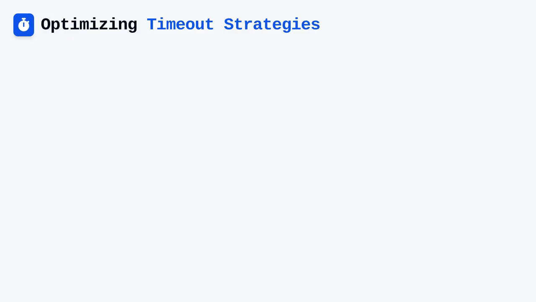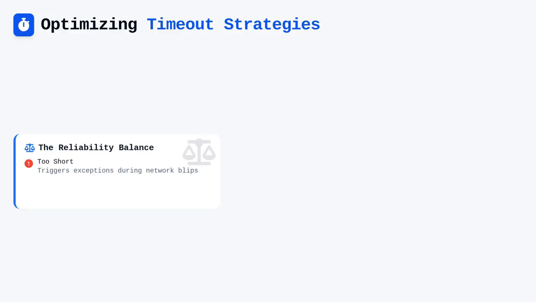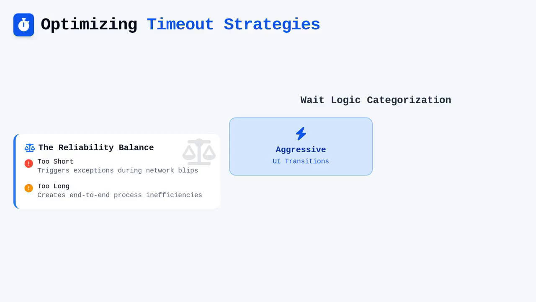When configuring these stages, the choice of timeout value requires careful consideration of both reliability and performance. A timeout that is too short may trigger an exception during a temporary blip in network connectivity, while one that is consistently too long introduces inefficiencies into the end-to-end process. We should categorize our wait logic using shorter, aggressive timeouts for expected UI transitions and slightly longer intervals for processes known to involve complex database queries or external API calls.